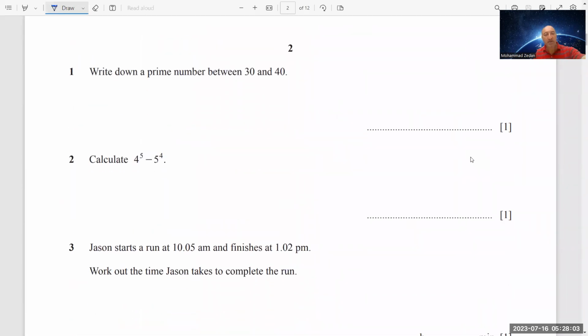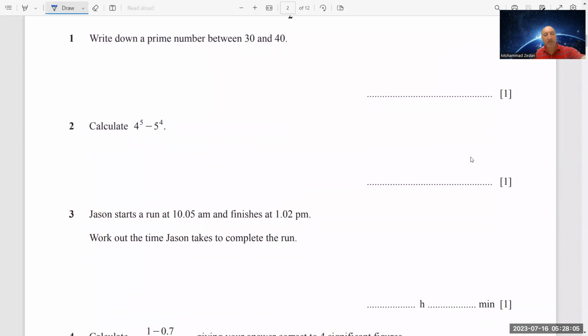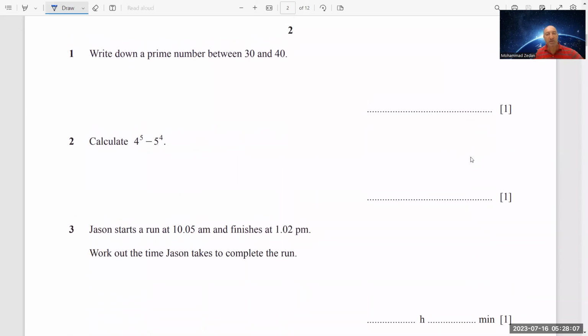Question number 1, write down the prime number between 30 and 40. I have two prime numbers between 30 and 40. You can write either 31 or 37, only one of them. You can use a calculator to solve 4 power 5 minus 5 power 4. The answer will be 399.